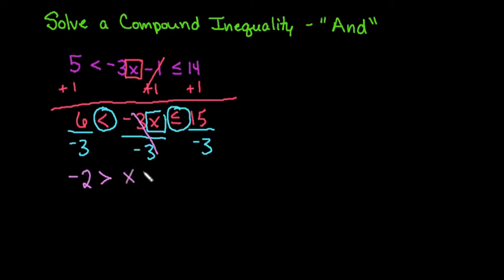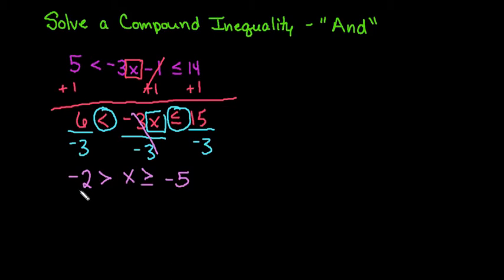We must also remember to change the right side. And then we end up with negative 5. So what this is saying is that all values of x that are between negative 2 not inclusive and negative 5 inclusive would be the answer.